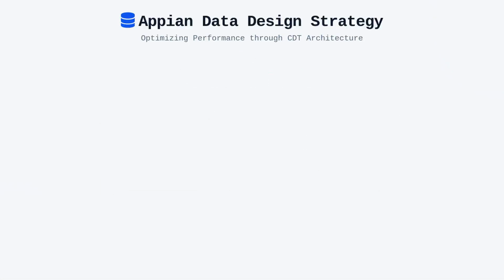When we approach data design in Appian, our goal is to minimize the overhead that the platform incurs when it interacts with your database. One of the most critical aspects of this is understanding the trade-off between flat and nested structures in custom data types, or CDTs.